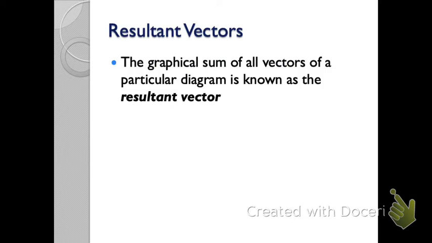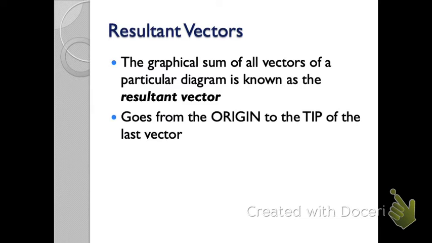It's the sum, or more specifically, the graphical sum of all of my vectors. The graphical sum of my vectors. And so that means it gives us an overall picture of where we are from where we started. So the resultant vector is the graphical sum.